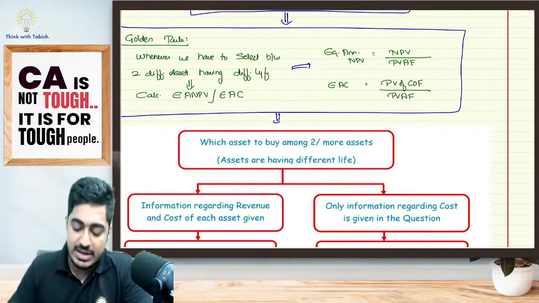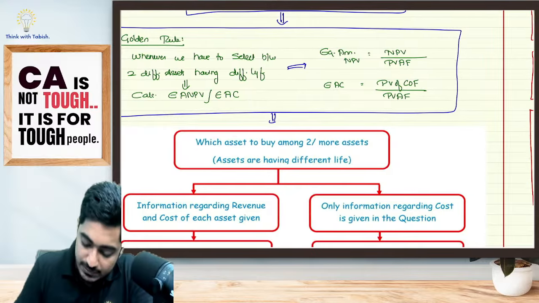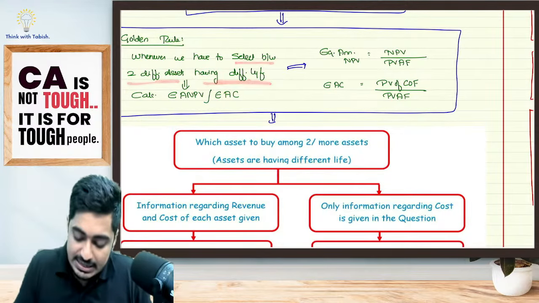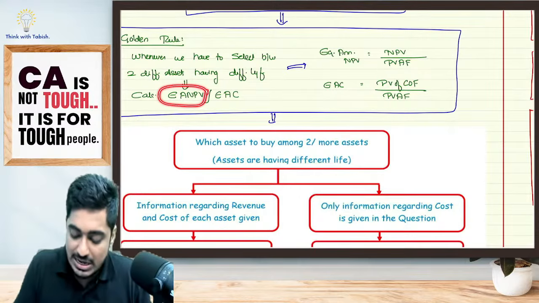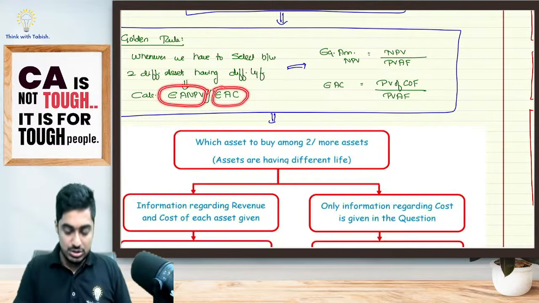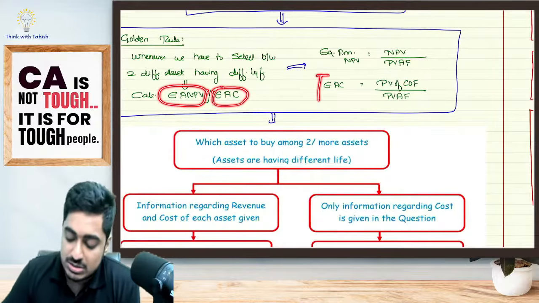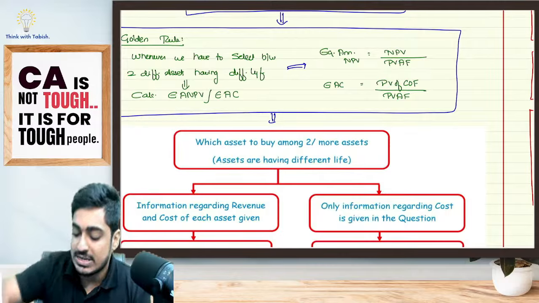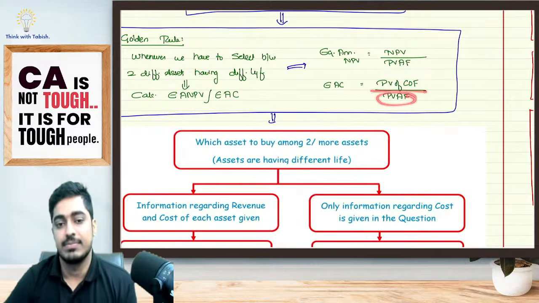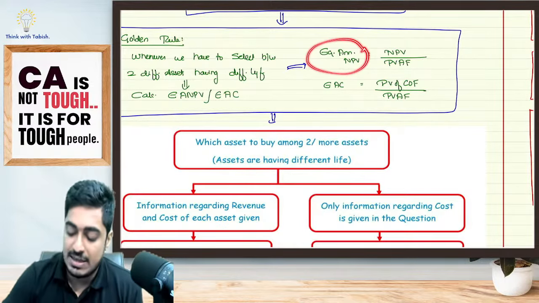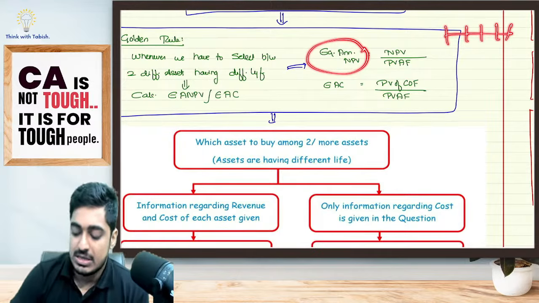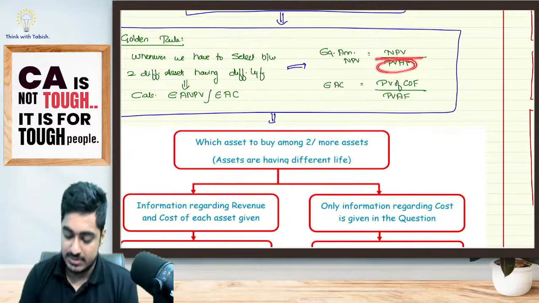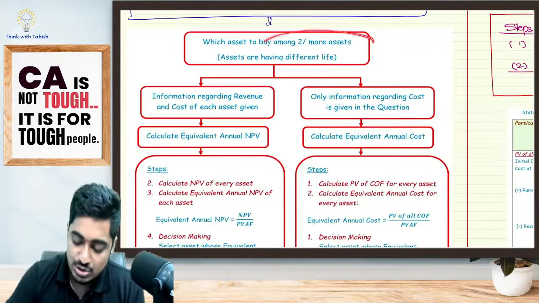Whenever I am selecting between two different assets having different lives, on what basis will I select? Either on the basis of equivalent annual NPV or equivalent annual cost. Equivalent annual cost is nothing but the present value of all cash outflow, that is the total, divided by the present value annuity factor. If I want equivalent annual NPV, that is how much NPV I am earning every year, we take the total NPV for all the years divided by the present value annuity factor. So which asset should I be buying?